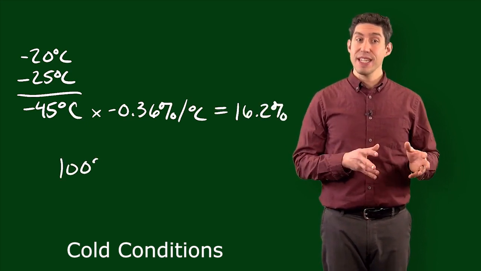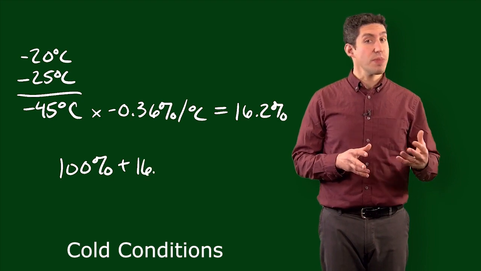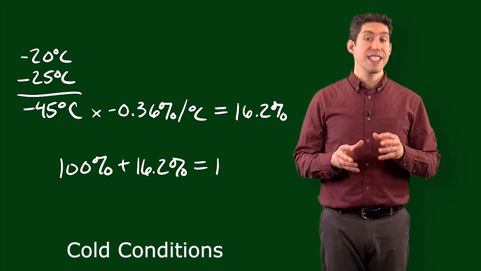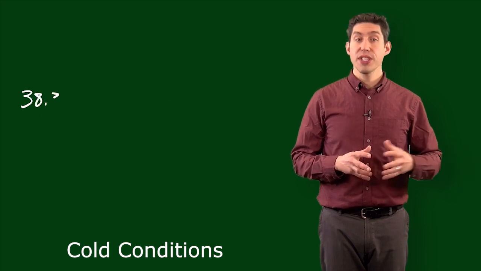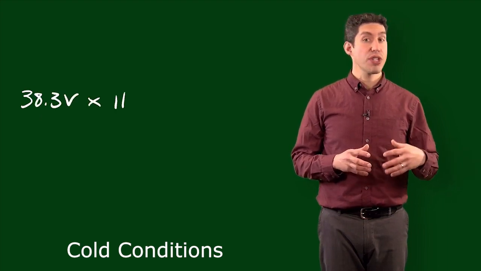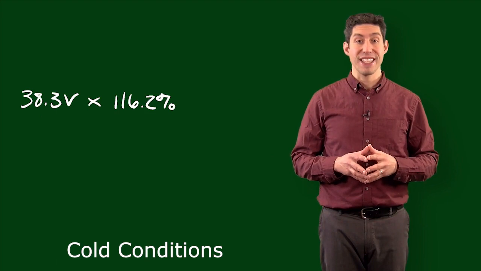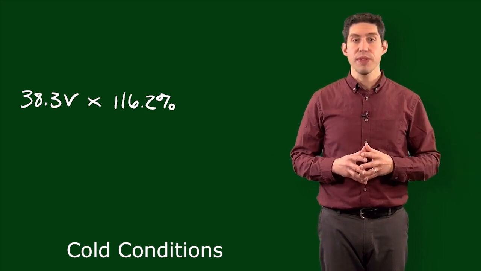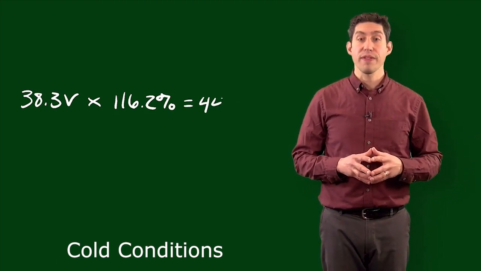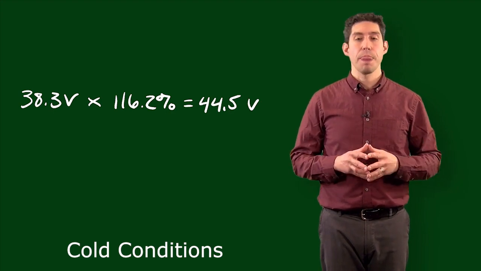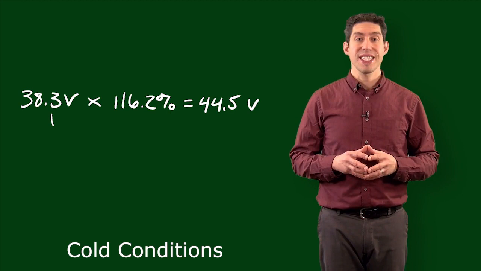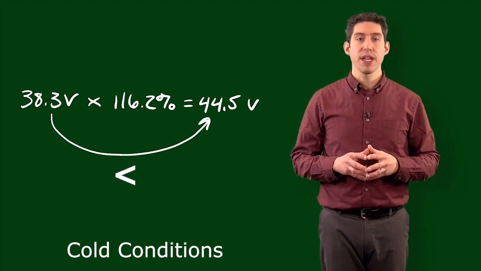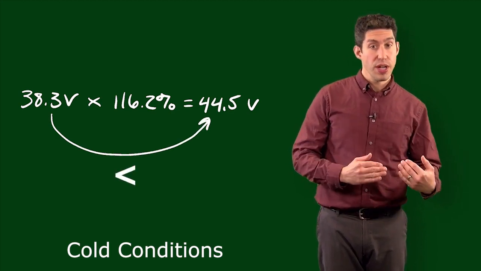If we add 16.2% to 100%, we get 116.2%. Finally, multiplying 116.2% by the original open circuit voltage at STC, which was 38.3 volts, we get 44.51 volts per module. Checking again, the module voltage under these conditions is higher than the original VOC because the temperature is colder than under STC conditions.